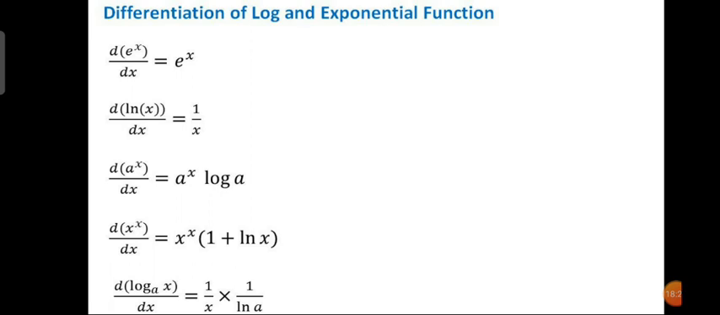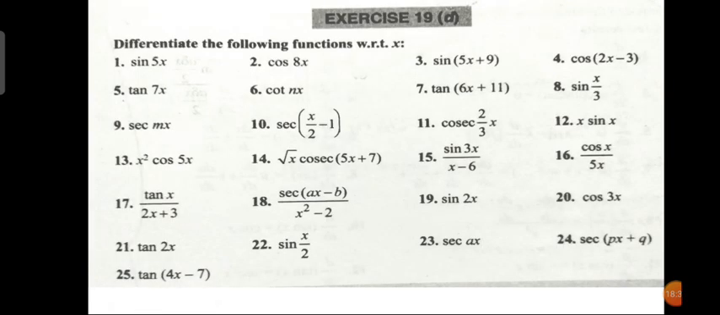Problems will be there for derivatives. Last is the sum. This is the last exercise you have to study. All our trigonometric functions have been given. So first is sine 5x. What is the derivative of sine? It is cos. So d by dx of sine 5x is cos 5x into 5, the coefficient of x. So it is 5 cos 5x. I think it is clear for you.